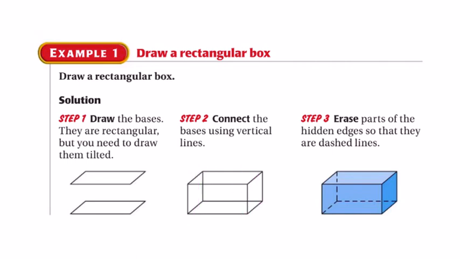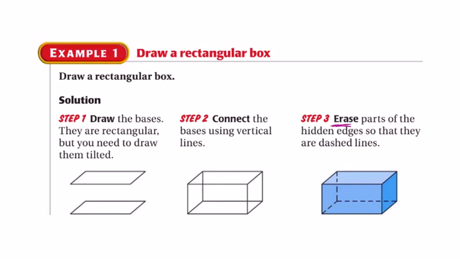And then in the last step, we are going to erase parts of the hidden edges. So if it were a complete solid, you wouldn't actually see those 3 edges. You would see all the rest of them. So in order to view it with some sort of depth, we go ahead and create those dotted lines.